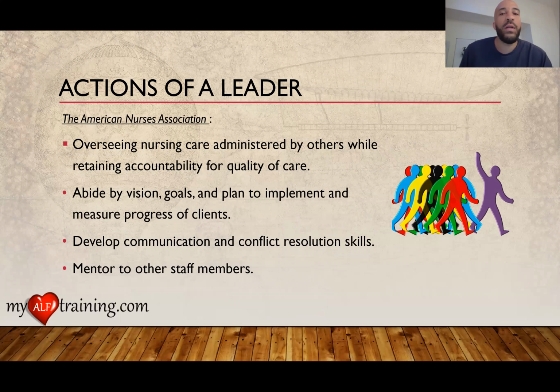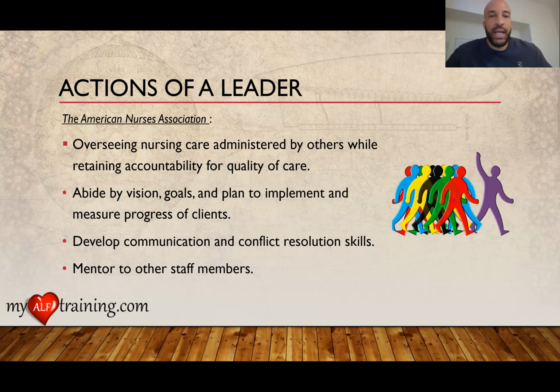So, we talked about what a leader looks like. Now, let's talk about what types of actions a leader takes. According to the American Nurses Association, the ANA, some specific actions of a nursing leader include those that I have bulleted here. They oversee nursing care administered by others and still retain accountability for quality of care.